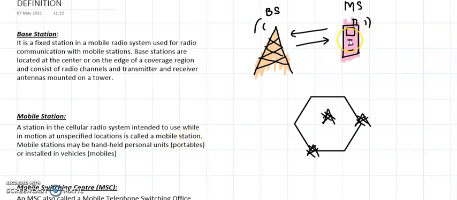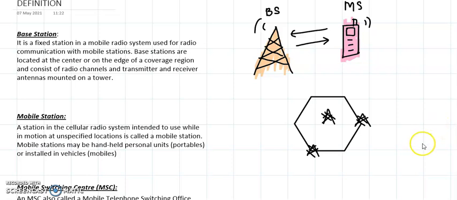So this mobile station is free to move. Because it is free to move, it is present at any location at any point of time, which is unspecified. These mobile stations may be handheld personal units, portable units, something like this, or they could also be installed in vehicles. So both the things are possible. As a vehicle is also mobile or movable, we can have a unit installed in that as well. So that is a mobile station. Mobile station in other language is nothing but our handset.